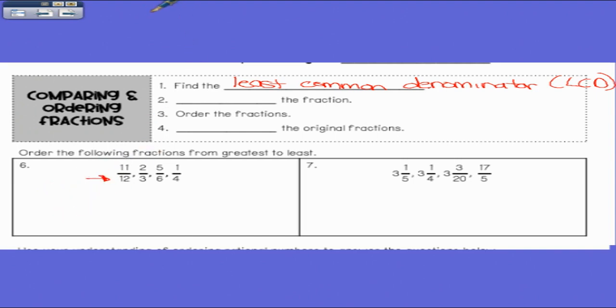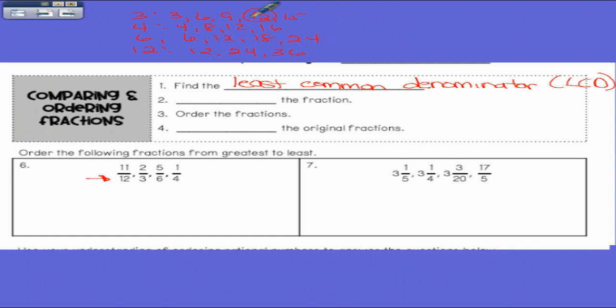Well, if we think about it, 3, 4, 6, 12. If I count by threes, I have 3, 6, 9, 12, 15. 4, I have 4, 8, 12, 16. 6, I have 6, 12, 18, 24. And 12, I have 12, 24, 36.